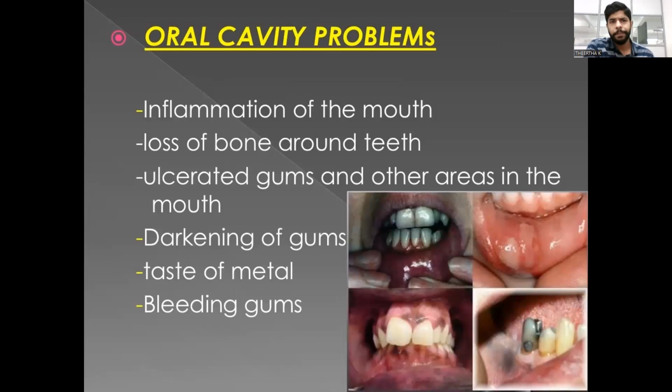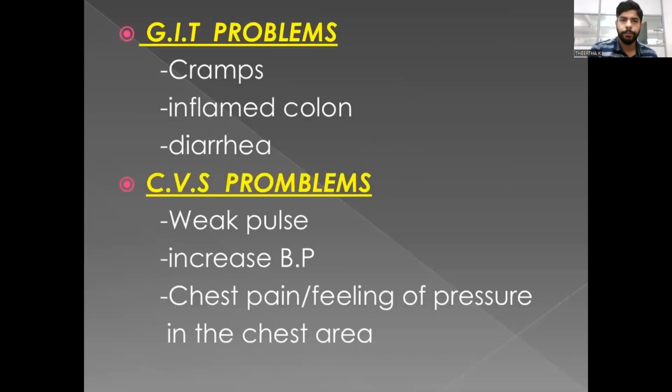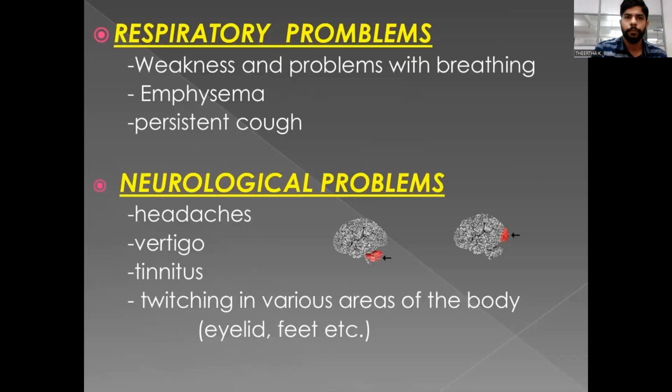Coming to the oral manifestation, there can be inflammation of the mouth, loss of bone around the teeth, ulcerated gums and other areas in the mouth, darkening of the gums, taste of metals, or bleeding gums. GIT problems include cramps, inflamed colon, and diarrhea. Cardiovascular system problems include weak pulse, increased blood pressure, chest pain, or a feeling of pressure in the chest. Respiratory problems include weakness and problems with breathing, emphysema or persistent cough. Neurological problems include headaches, vertigo, tinnitus, or twitching in various areas of the body, such as eyelid or the feet.